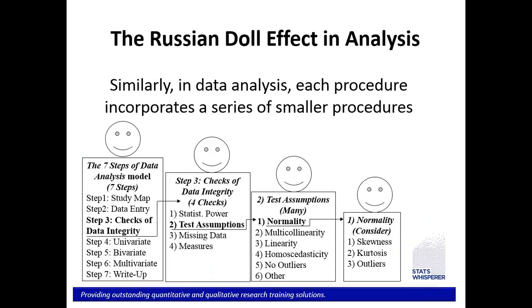So take the first doll, well, if you could call it a doll, the first column with the head on it on the left, right? The 7 steps of data analysis. So there's 7 steps. And then if we take, for example, step 3, checks of data integrity, and we take that out and open it, then the next column to the right, step 3, checks of data integrity, there's 4 checks, right? 1, statistical power, 2, test assumptions. And then if we open test assumptions, number 2, that's the third column on the right. We open test assumptions, and there's 6 test assumptions to make, right? And if we took the first test assumption, normality, and opened that, that would be the final column. You'd have to look at normality, and there'd be 3 dimensions of that: skewness, kurtosis, and outliers. So you'll see each of these procedures are like Russian dolls. You just take one and open it, and there's more within there, and so on.